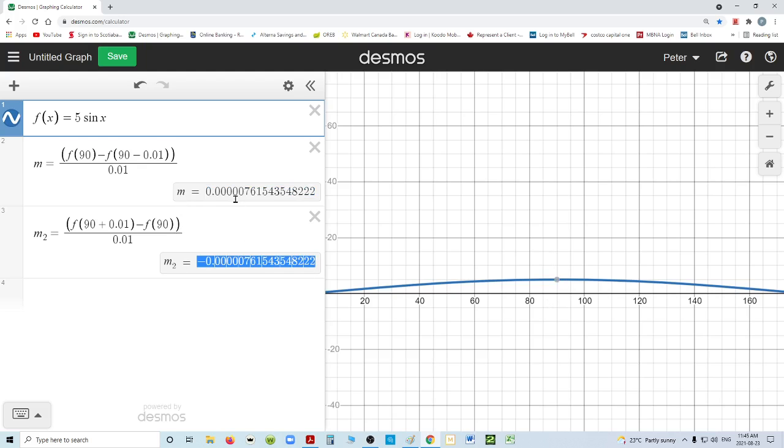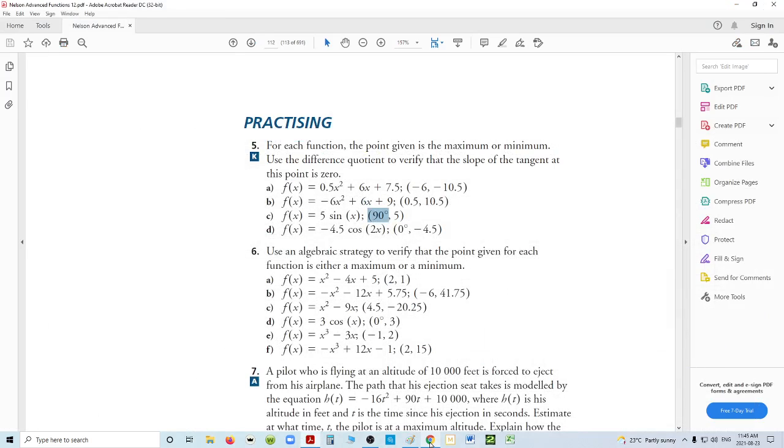And that's what you're learning too. Which one's negative? And I should have covered it on the other ones. How do you figure out when it's a maximum? Well, if the slope is positive on the left and negative on the right, it's a max. And the last one's minus 4.5 cos 2x.